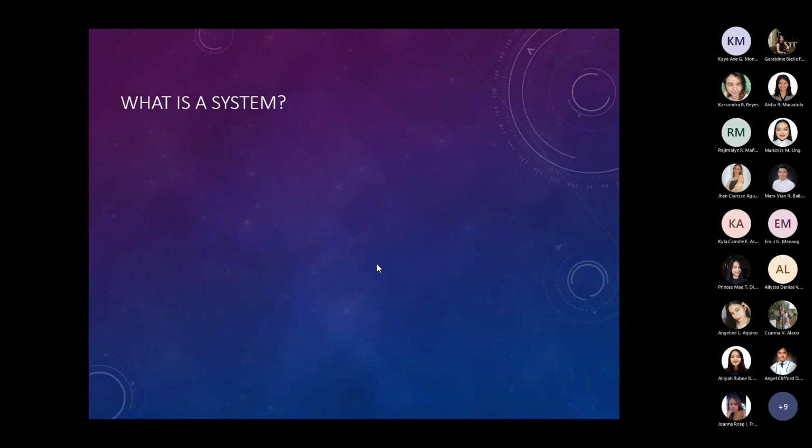How is information being collected, processed, managed, and of course, stored. Okay? So first is what is a system? So since our subject is accounting information system, what is a system? A system is a group of interrelated multiple components or subsystems that serve a common purpose.